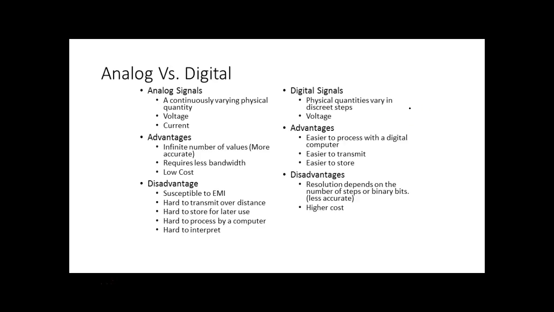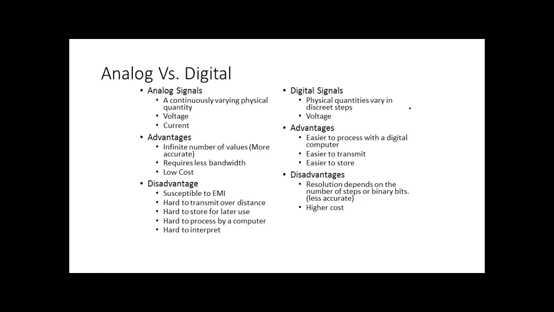So these are analog versus digital. Analog is a continuous signal varying over a physical quantity, and basically we use either voltage or current. In this class, we're going to use primarily voltage. Advantages: we have an infinite number of values, more accurate, requires less bandwidth, lower cost. Disadvantages: very hard to do what? Almost impossible to store later. Hard to process by a computer, hard to interpret.